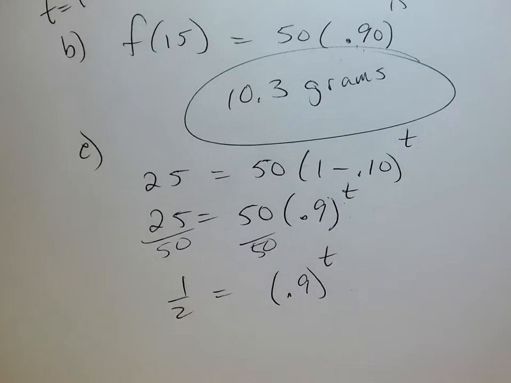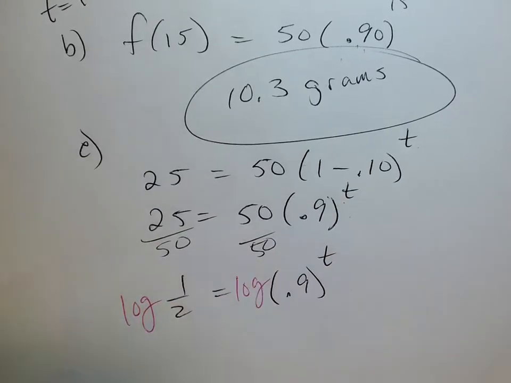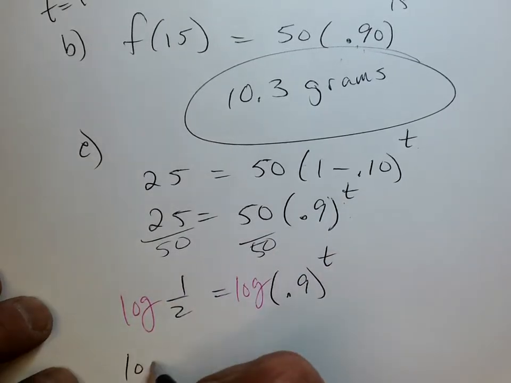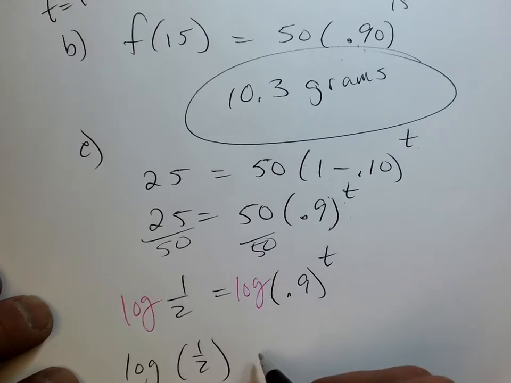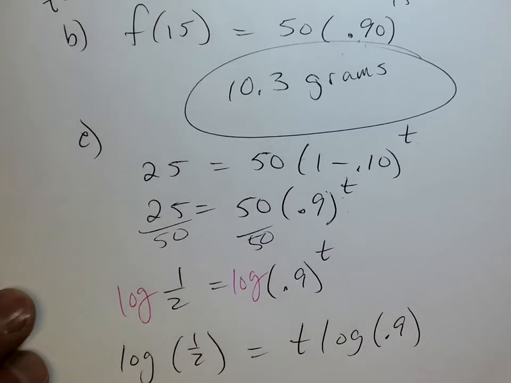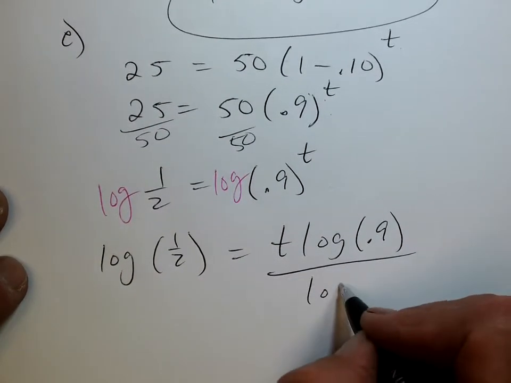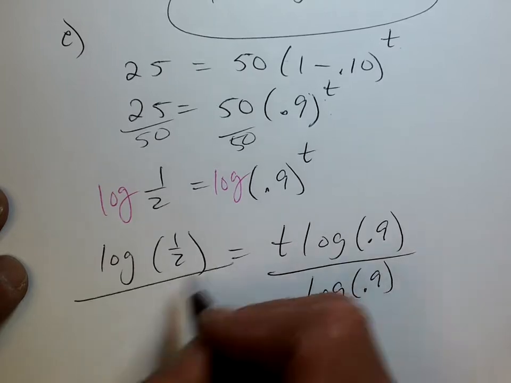Okay, now how are you going to solve for t? Yeah, take the log of it, right? Log of both sides. So I'll have log of 1/2 equals t log of 0.9, right? Divide by log of 0.9.